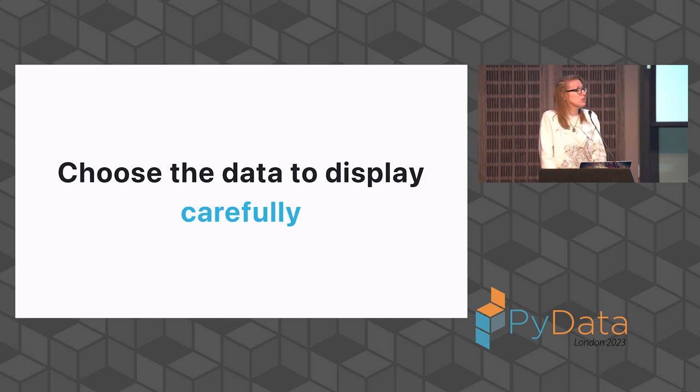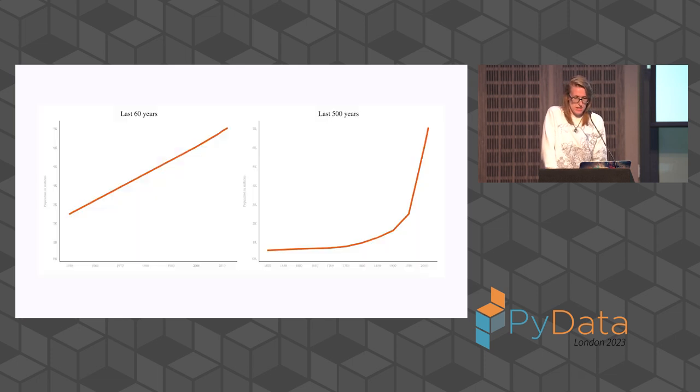And the second thing I want you to keep in mind, or consider, is to choose the data to display carefully. So we've already seen this example with population growth, where the range of years chosen has a huge impact on the emotion that the chart incites. It might seem obvious, but limits for ranges can drastically change the story. And the same actually also goes for units.